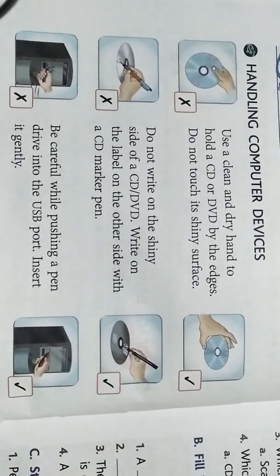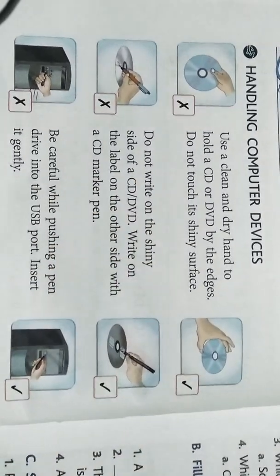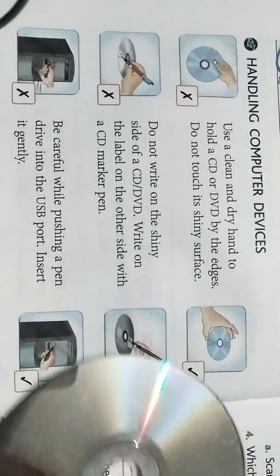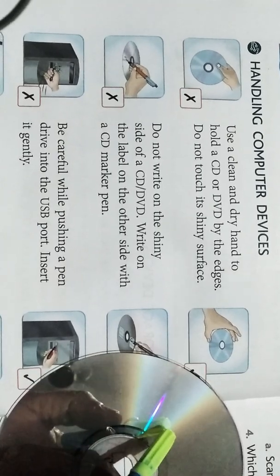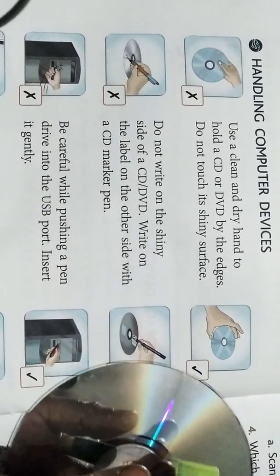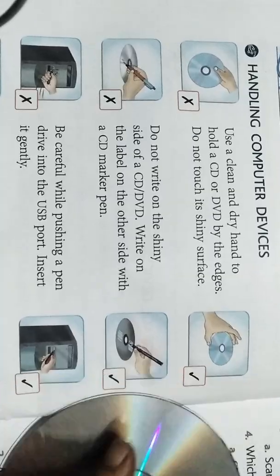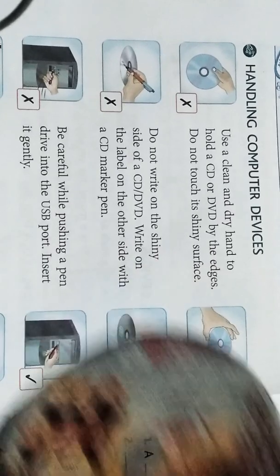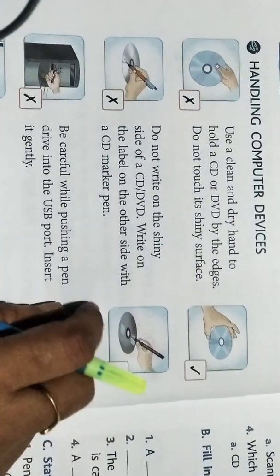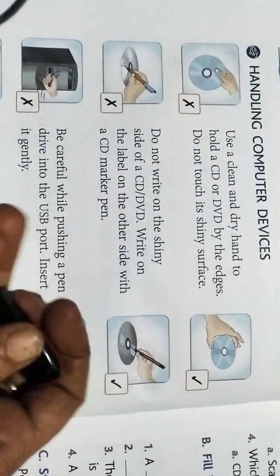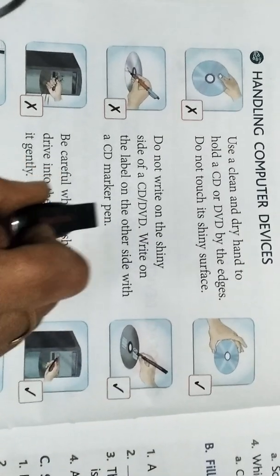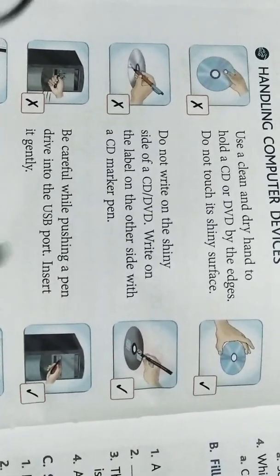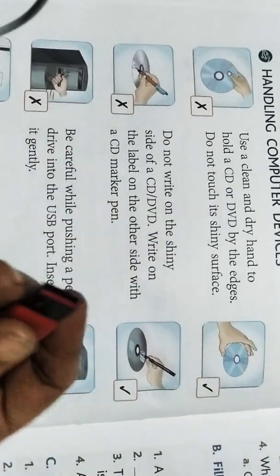Now do not write on the shiny side. ये जो आपका shiny side है, यहाँ पर आपको लिखना नहीं चाहिए, नहीं तो ये ख़राब हो जाएगा. With the marker pen, इसका अदर साइड है ना, इसमें आप इसको लिख सकते हैं. Be careful while pushing the pen drive. ये जो पेन ड्राइव है आपका, इसको USB पोर्ट में पुश करने के समय केयरफुल रहना चाहिए. ऐसा नहीं कि इसको आप एकदम ज़ोर से डालें और ये टूट जाए.